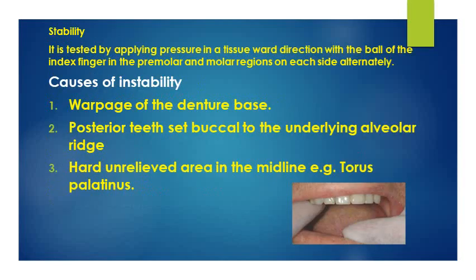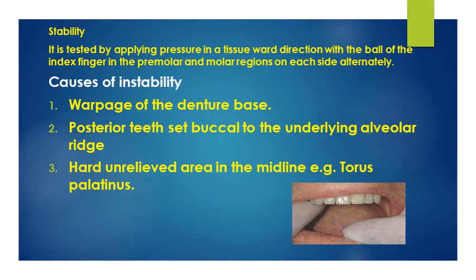The stability is tested by applying pressure. Apply pressure in a tissue-ward direction with the ball of the index finger in the premolar area and molar region. Okay? Very important. You press on the premolar and you check the other side. If there is good stability, the denture will not move with this motion.